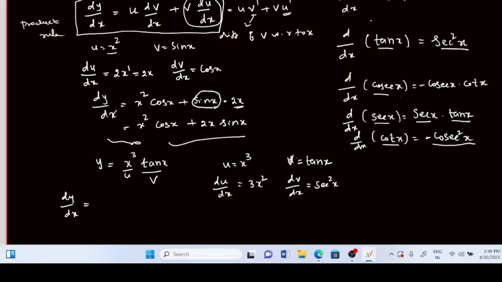So here I am substituting. Here u is nothing but x power 3. First term we write it as it is. Second term, differentiation is secant square x, multiply with this one: secant square x plus v is tan x, multiply with 3x square. Remember, this one we can write as x power 3 into secant square x plus 3x square into tan x.